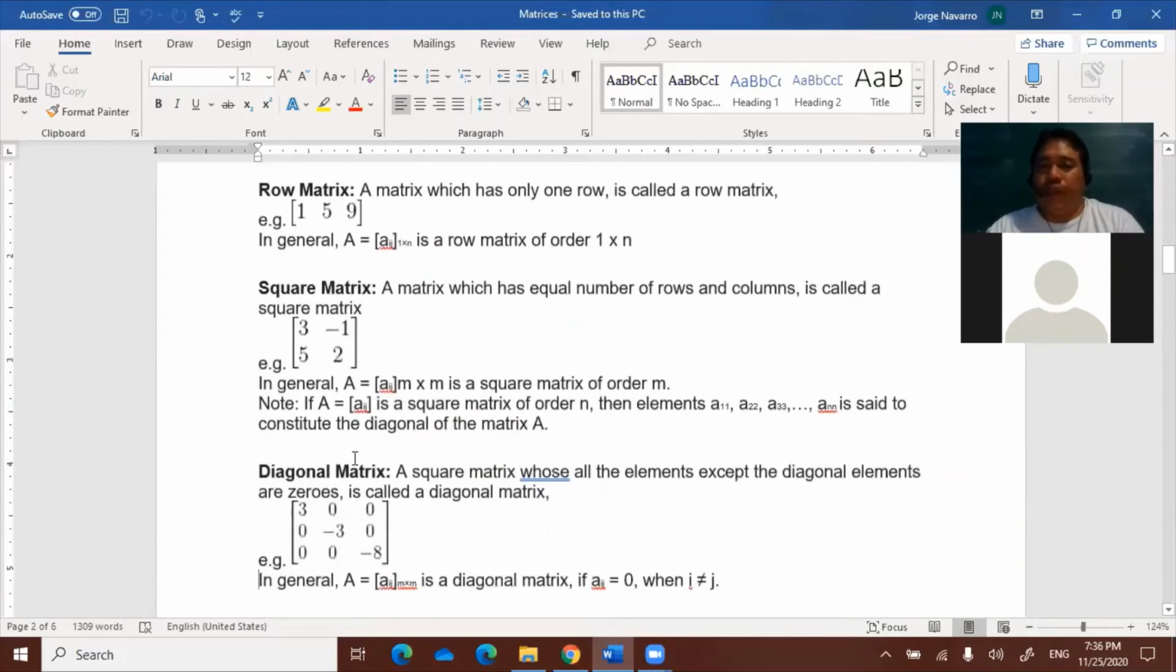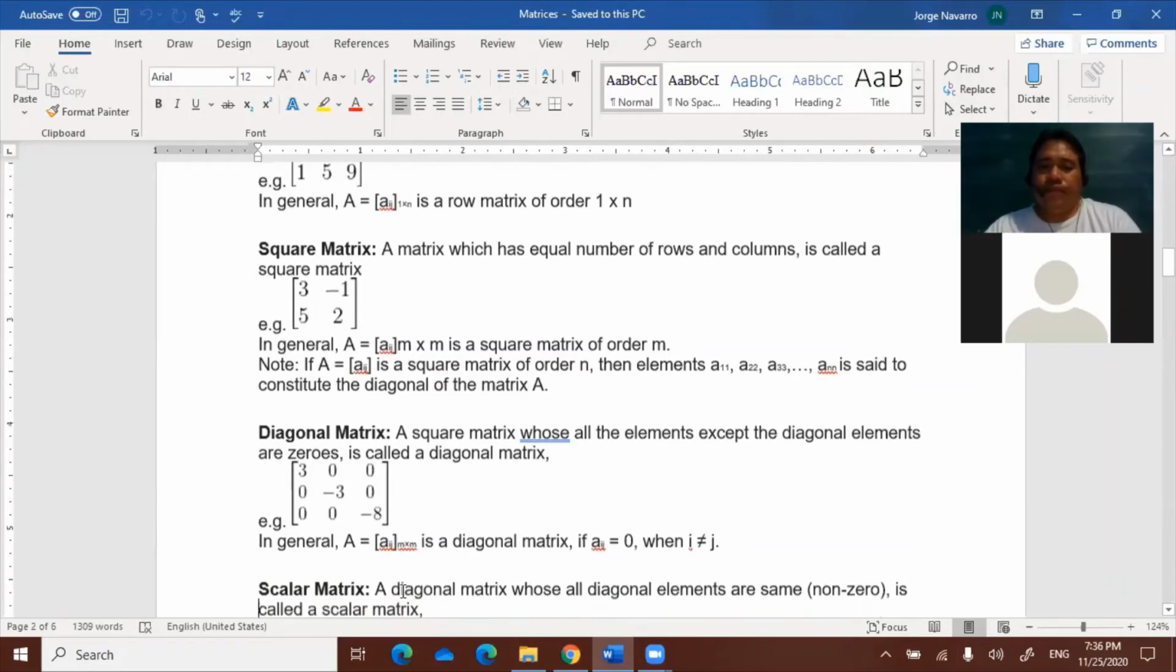In a square matrix, the number of rows and the number of columns is equal. So notice 1, 2 rows, 1, 2 columns, right? And then in the diagonal, you have 1, 2, 3 rows, 1, 2, 3 columns. So it's a 3 by 3 matrix.